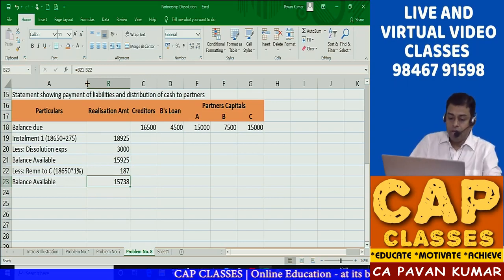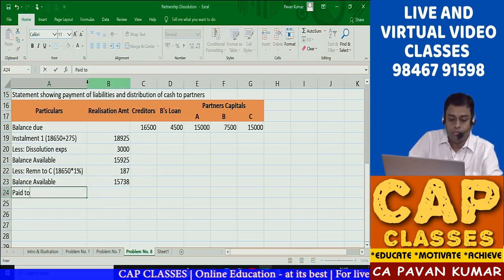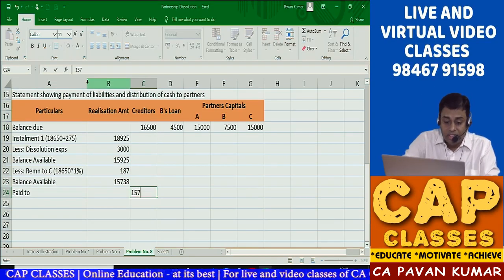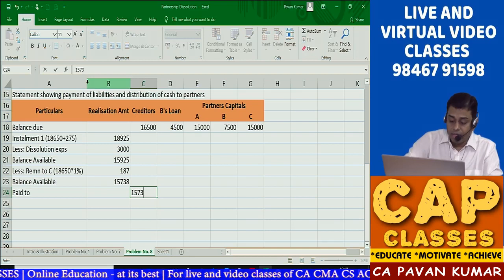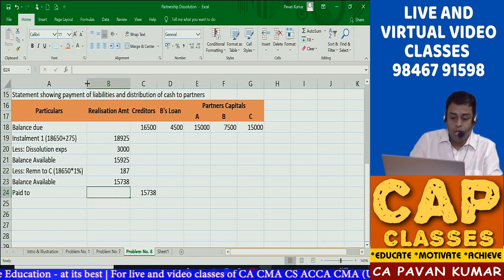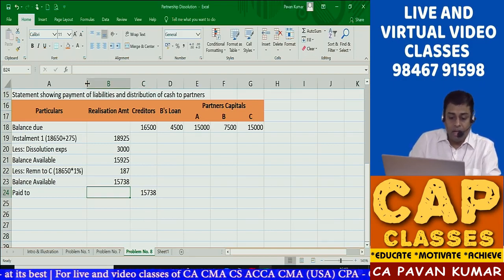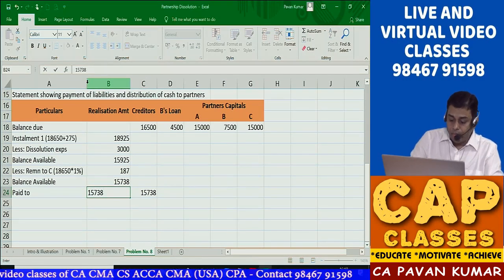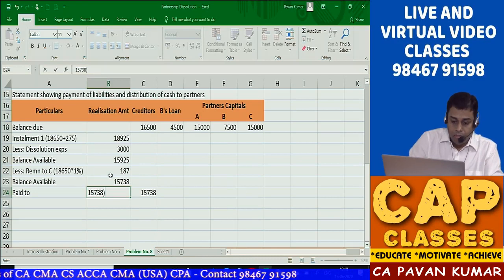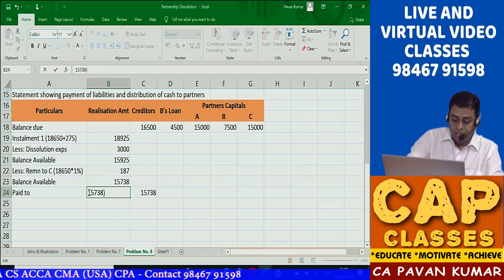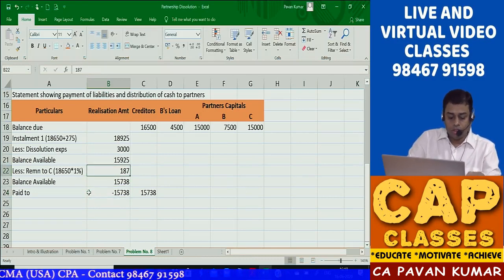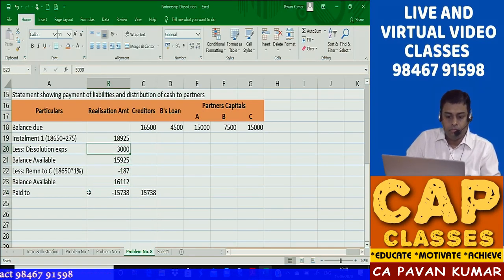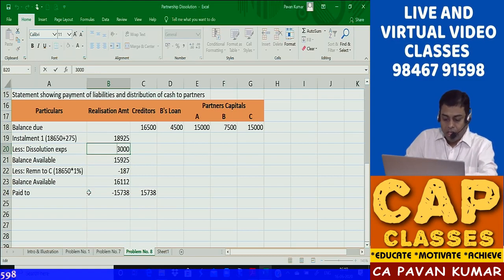To whom you will give? Give it to creditors. 15,738. So paid to creditors, here 15,738. 15,738 paid, so you can put it in brackets. Then your balance available becomes 0. So this also you can put as a minus number.